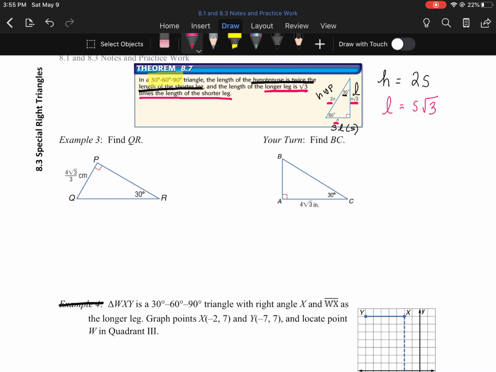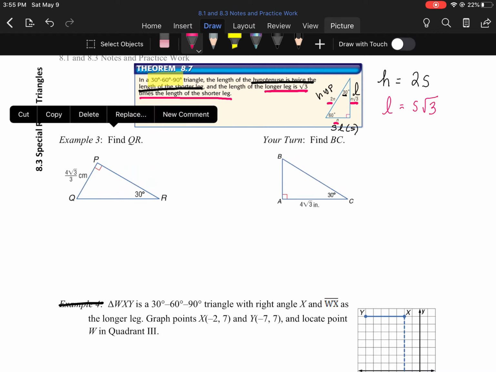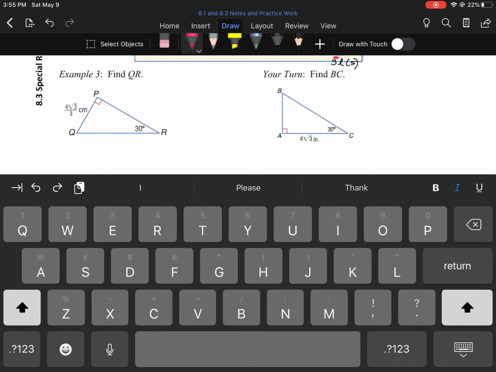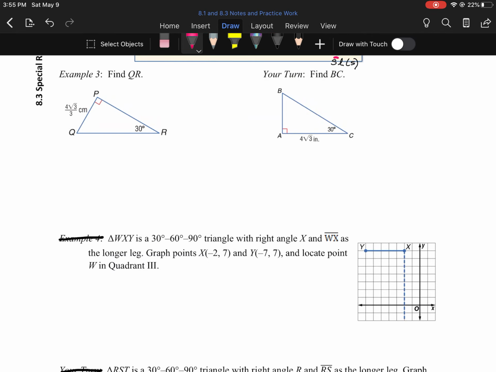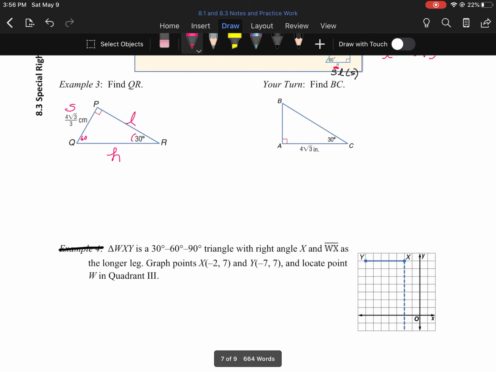All right, so example 3 says find QR. So we have to find the length. In this case, QR ends up being my hypotenuse, because that is the one across from my 90-degree angle. So I'm going to label all of these. This is my hypotenuse. Here's my 30-degree angle, so that must mean 4 root 3 over 3 is my short leg. If that's 30, that must mean this is 60, so the one across from it is my long leg. So first things first, always label your triangle. Now QR, that's my hypotenuse.